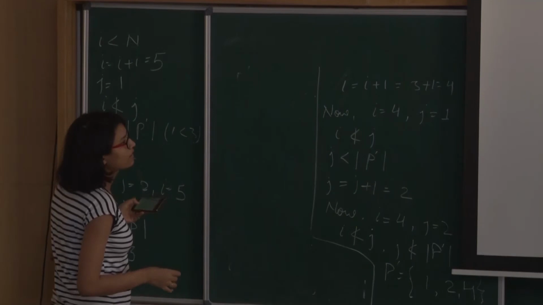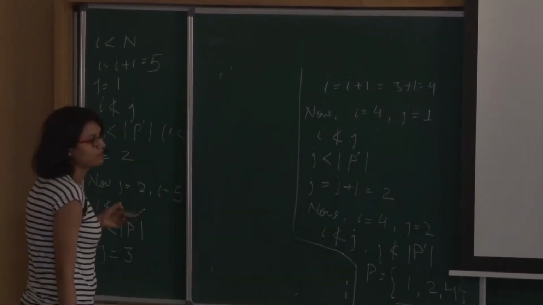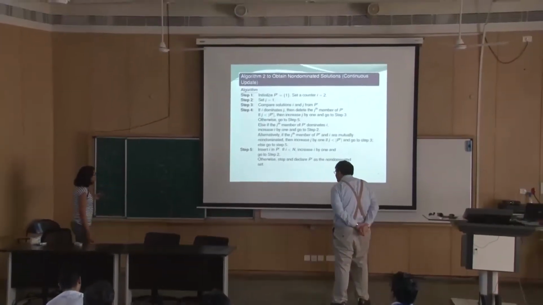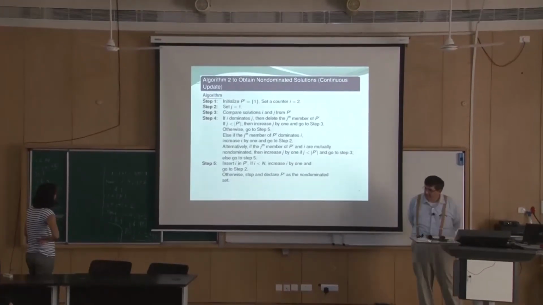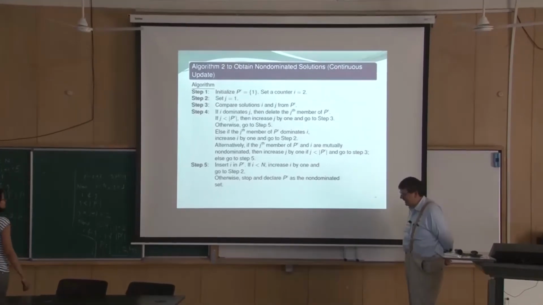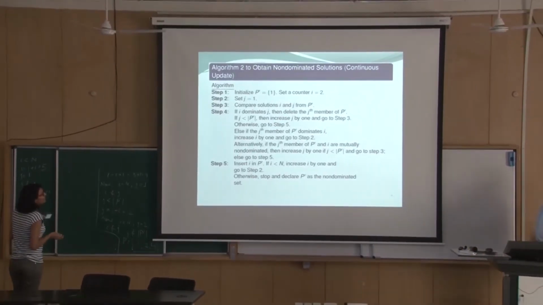So who is in P prime right now? I have P prime now 1 to 4. 1, 2, 4. But 2 is dominated. So 2 should not be in that set. Sir, actually 8 dominates 2. 8 dominates 2. It will take time. Just carry on. Okay, keep going, but at some point you have to remove that one.